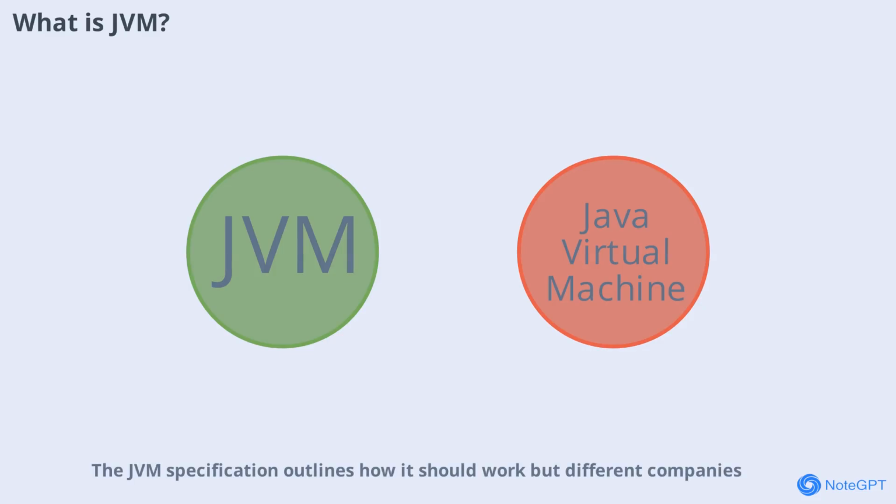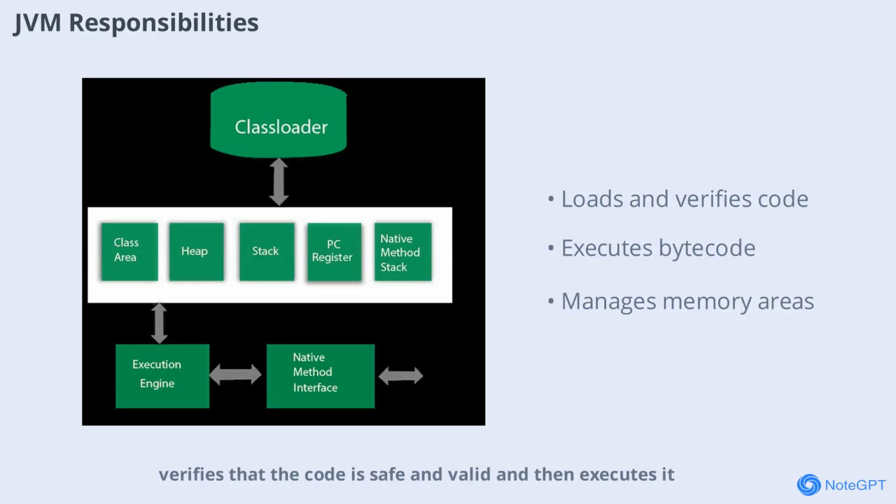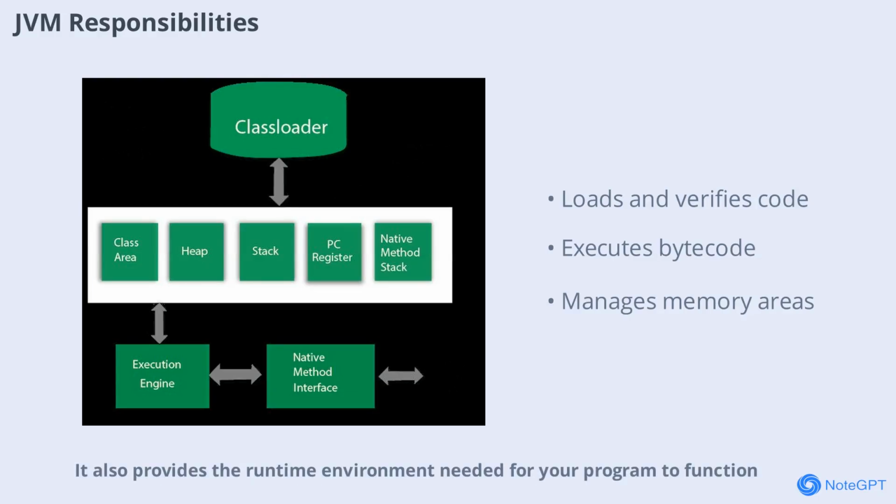The JVM specification outlines how it should work, but different companies like Oracle can implement it in their own way. When you run a Java program, an instance of the JVM is created to execute your code. JVM does much more than just run code. It loads your compiled Java classes, verifies that the code is safe and valid, and then executes it. It also provides the runtime environment needed for your program to function.